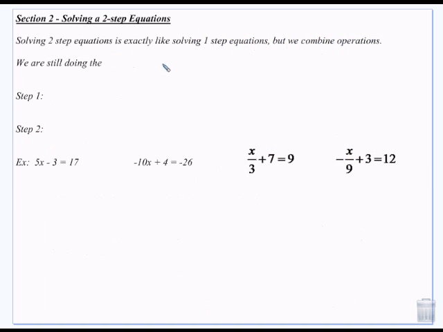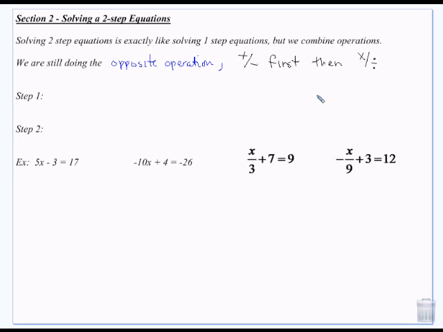When you take a two-step equation, it's the same as a one-step equation, except we have to do 2. We're still doing the opposite operation. So if they add, we subtract. If they subtract, we add. If they multiply, we divide. If they divide, we multiply. But you do the addition and subtraction first, then the multiplication and division.